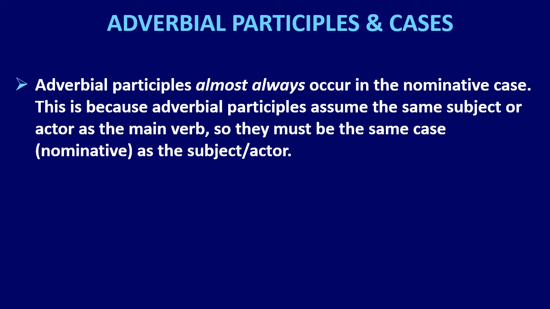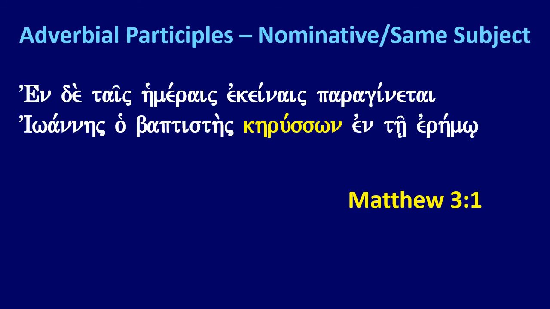Here's an example from Matthew 3, verse 1. The sentence says, "In those days, John the Baptist came preaching in the desert or wilderness of Judea," and I've left off "of Judea." The verb is paraginetai, the present indicative third person singular for "he came," referring to John coming. But how did he come? In what manner did he come? He came preaching. You see kerusso there in its participle form.